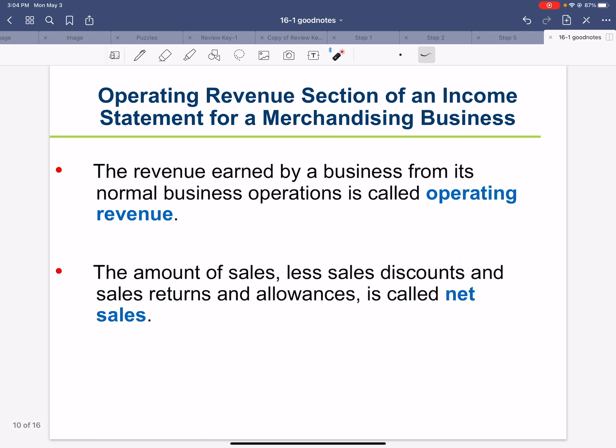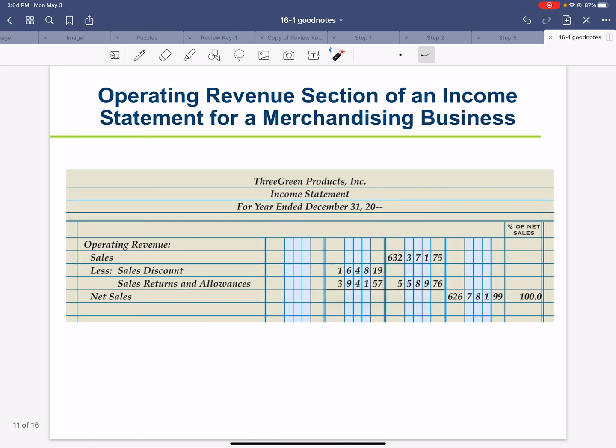The revenue earned by a business from its normal business operation is called operating revenue. The amount of sales, less the sales discount and sales return and allowance, is called our net sales. So we're going to sell some merchandise. Then again, we're giving some discounts, and people may return some of that merchandise to us. The operating revenue section of the income statement for a merchandising business looks like this.